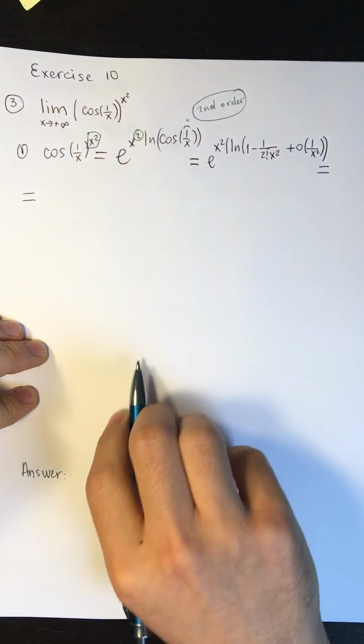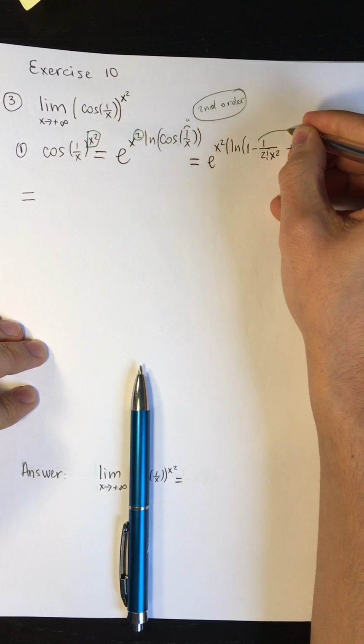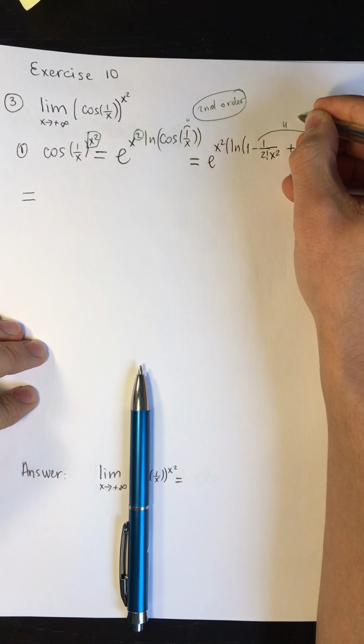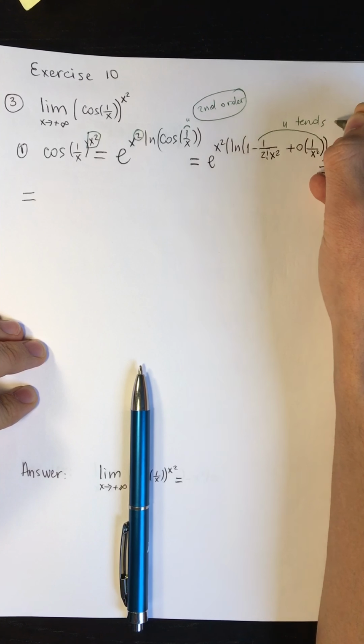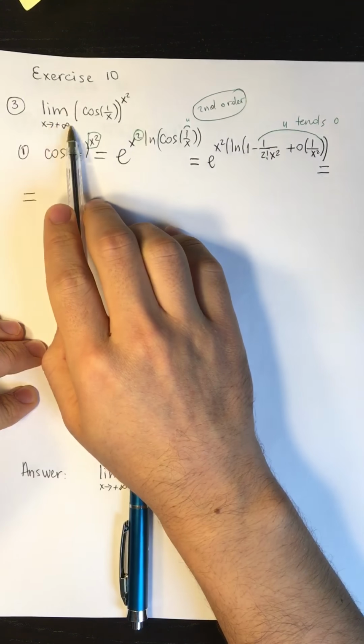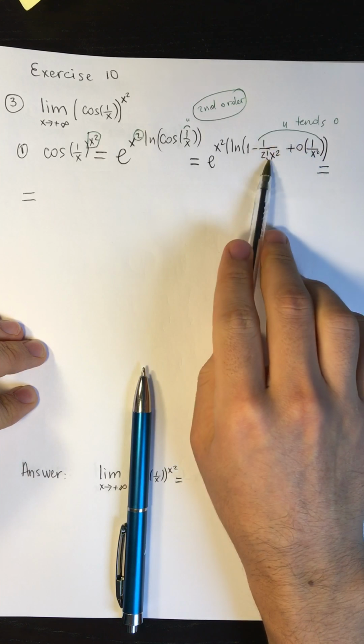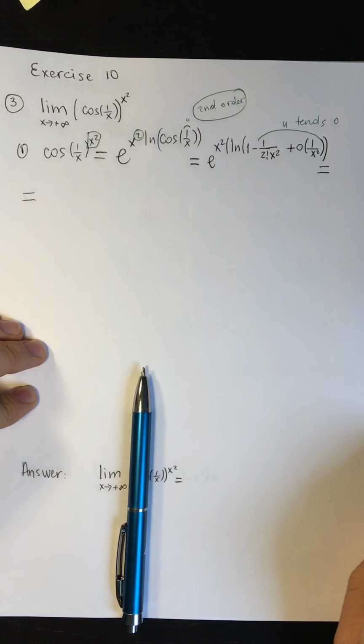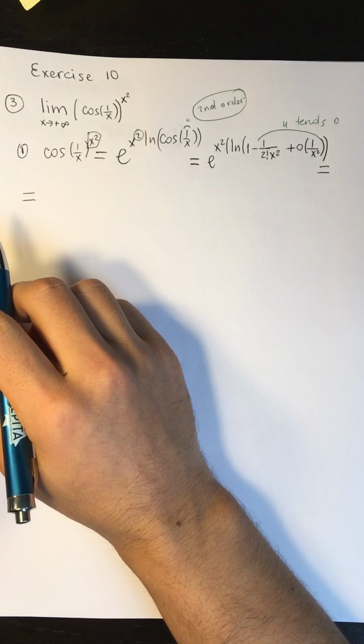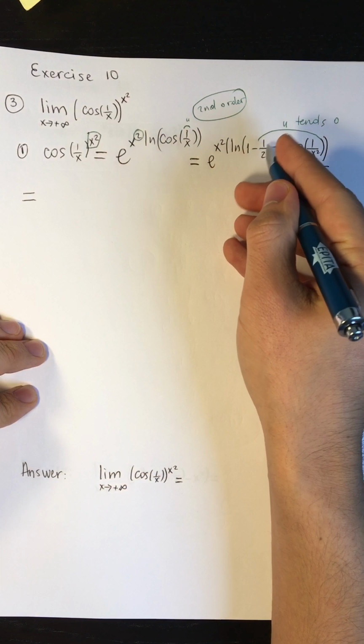From here, you mentioned this is u, and then u tends to 0, right? U tends to 0. Why? Because x goes to infinity, and if you think this is u, this goes to what? Yes, it goes to 0. It means that you can use the formula right here.